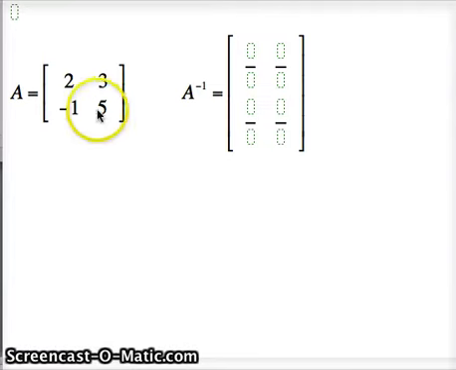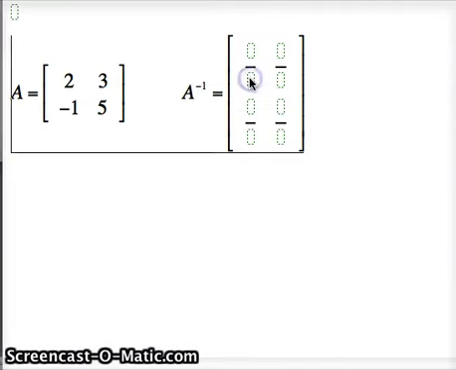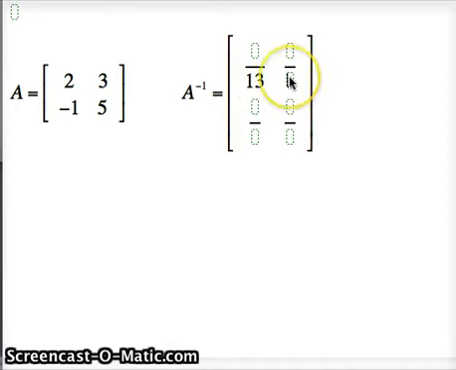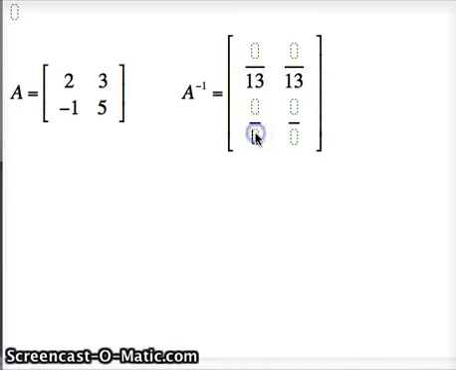So here's our original A. We said our determinant was 13, so we will put a denominator of 13 in all of these guys. Now how do we figure out the numerator? We switch the numbers on the main diagonal. So the main diagonal is 2, 5. So 2, 5 are going to switch. So 5 is going to go where 2 is. 5 is going to go here. And 2 is going to go here. Switch them on the main diagonal.